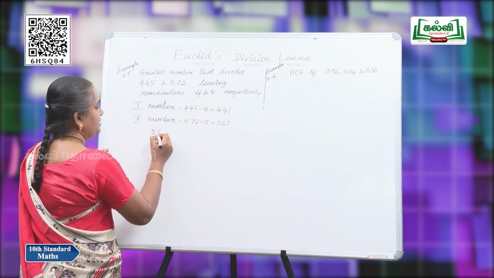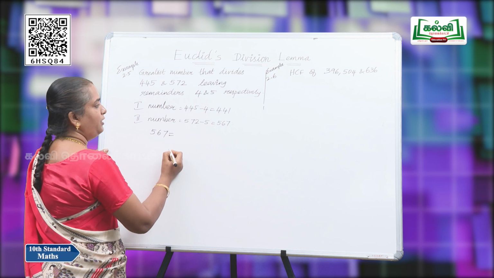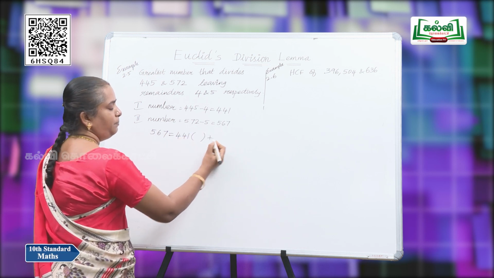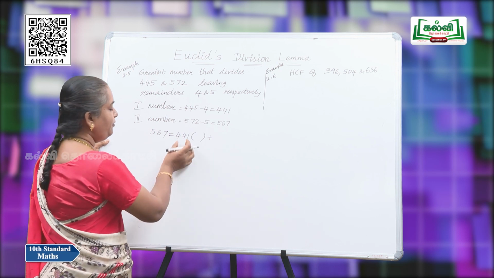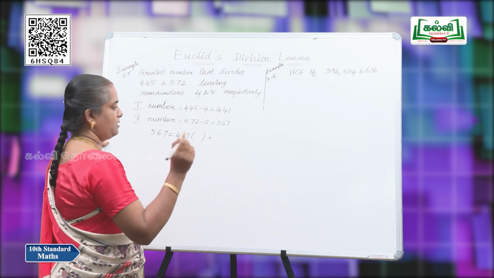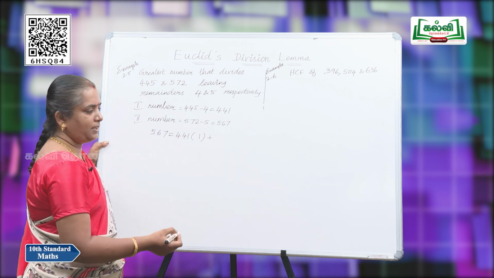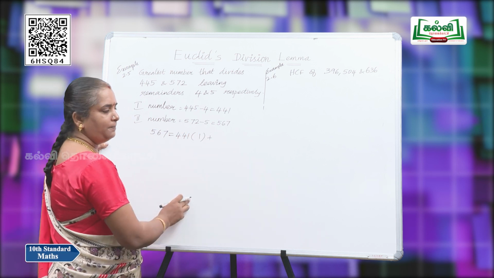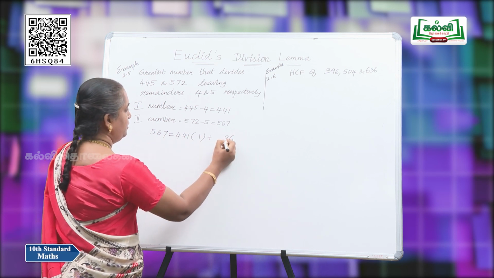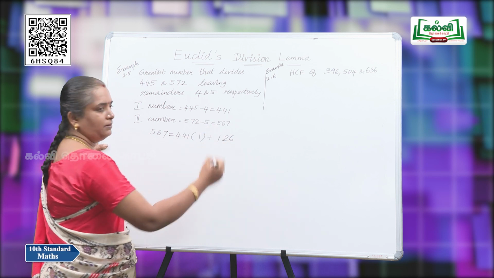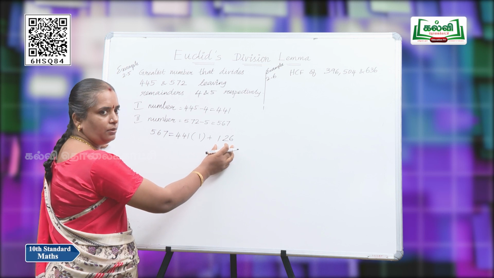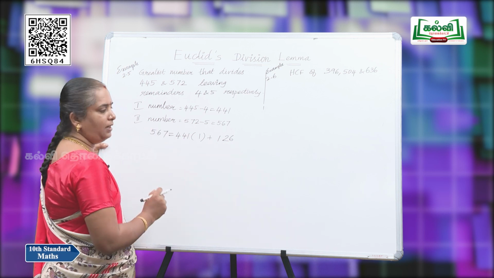So, 567 is equal to 441 into some quotient plus remainder. How many 441 will be there in 567? Yes, only once. Then what is the remainder? So, subtracting we get 126 as the remainder. Remainder is not 0. So, we have to proceed using the algorithm.